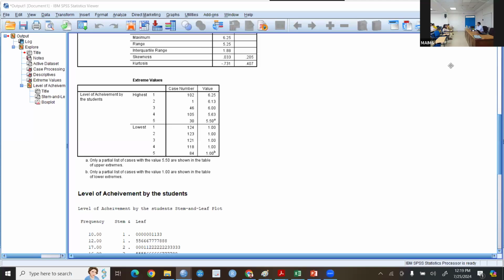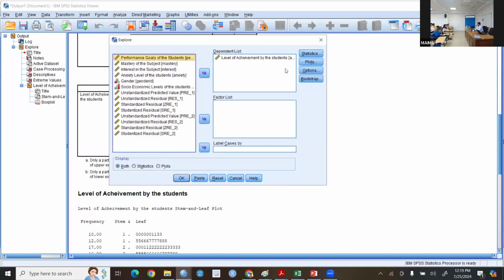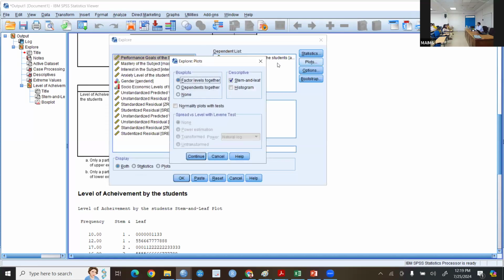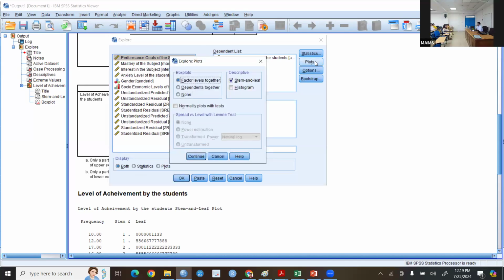Kolmogorov-Smirnov and Shapiro-Wilk. Go to analyze. You see, this is the plot. Can you see normality plots with tests and the histogram? Histogram and normality plots with tests. So the software is enabled with KS and Shapiro-Wilk. First of all, the duty of the researcher is to remove the extreme values, work with the normal people, and then check the normality.